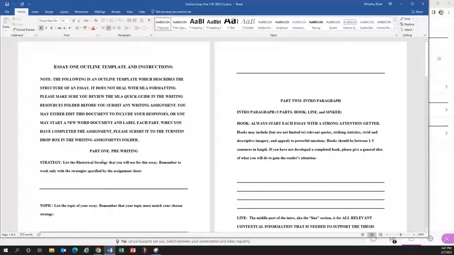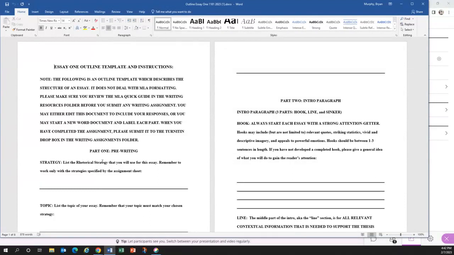Okay, and here is the outline template. Okay, so it says, note, the following is an outline template which describes the structure of an essay. It does not deal with MLA formatting. Please make sure you review the MLA Quick Guide in the Writing Resources folder before you submit any writing assignment. You may either edit this document to include your responses, or you may start a new Word document and label each part. When you have completed the assignment, please submit it to the Turnitin Dropbox for the outline, which is in the writing assignments folder.